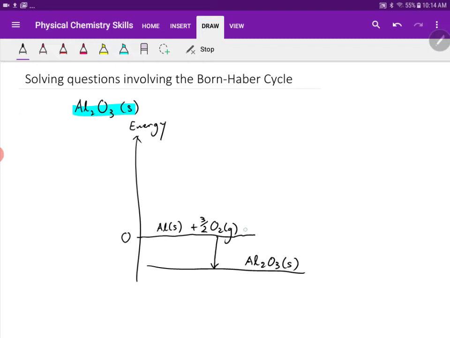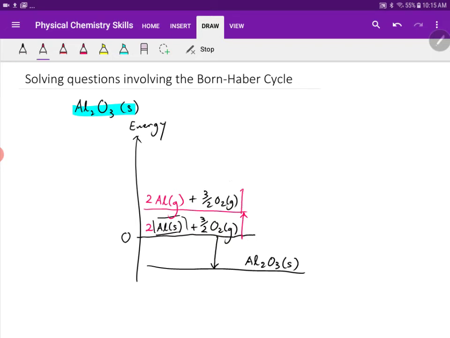So the first thing that I'm going to do is target different parts of this structure. I'm going to look at Al first, then I'm going to deal with oxygen. What I want to do is to turn both of them into the gaseous state first. So the first thing I'm going to do, stage 1, is to convert my Al to Al gaseous. Sorry, there should be a 2 here and a 2 here. So I'm going to convert it to this form, and I'm going to copy my 3/2 O2 gaseous.